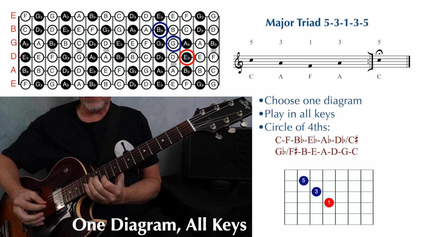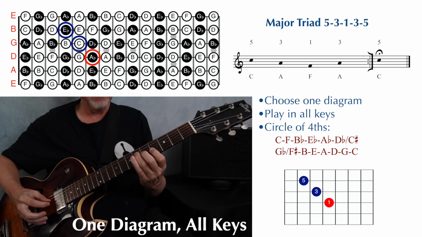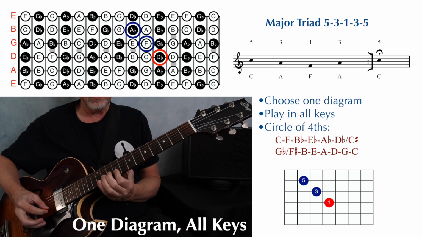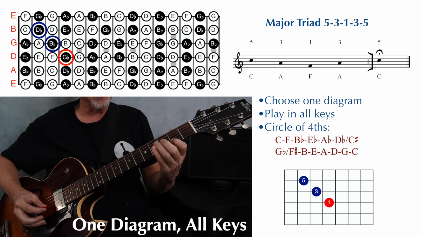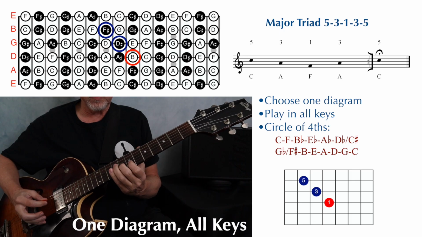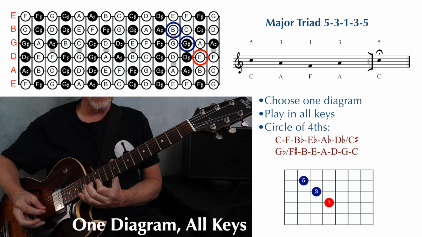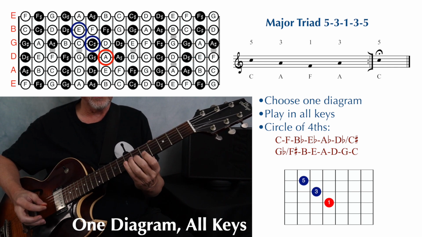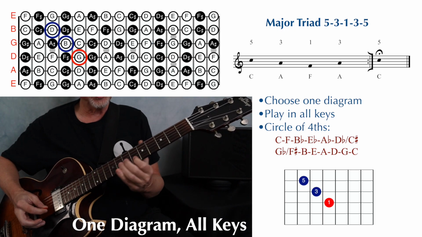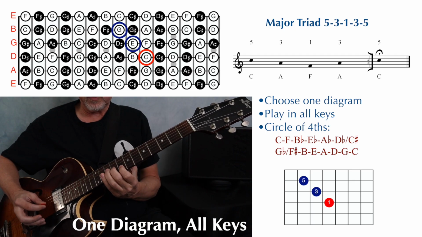E flat major, A flat major, D flat, G flat or F sharp, whoops, B, E, A, D, G, and back to C.